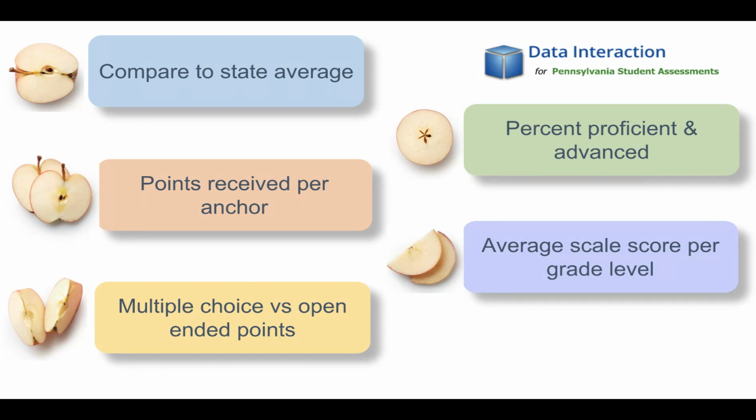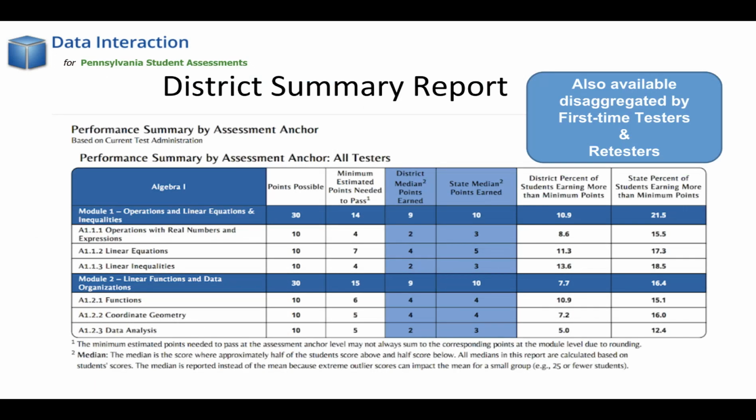In eMetric, we can look at student achievement data as a comparison to the state average. We can look at points received per anchor. We can look at the multiple choice versus the open-ended. We can look at the percent proficient and advanced, and we can look at the average scale score per grade level. This is an Algebra 1 Keystone Performance Summary by Assessment Anchor chart. It is found in eMetric in the District Summary Report on one of the multiple pages of that report.